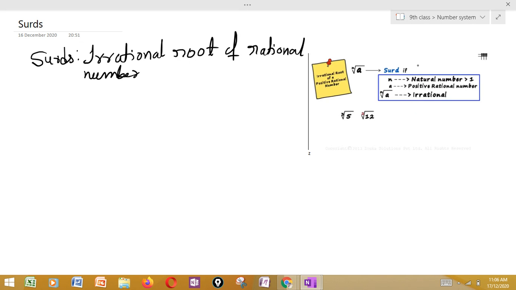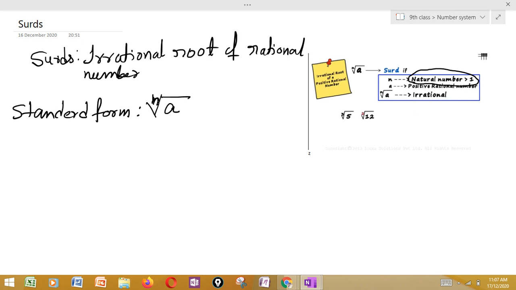Now how can we understand this definition, the irrational root of a rational number? On the right side of your screen, you can observe the standard form of a surd. That standard form can be written as the nth root of a. Here n is a natural number that is greater than 1.